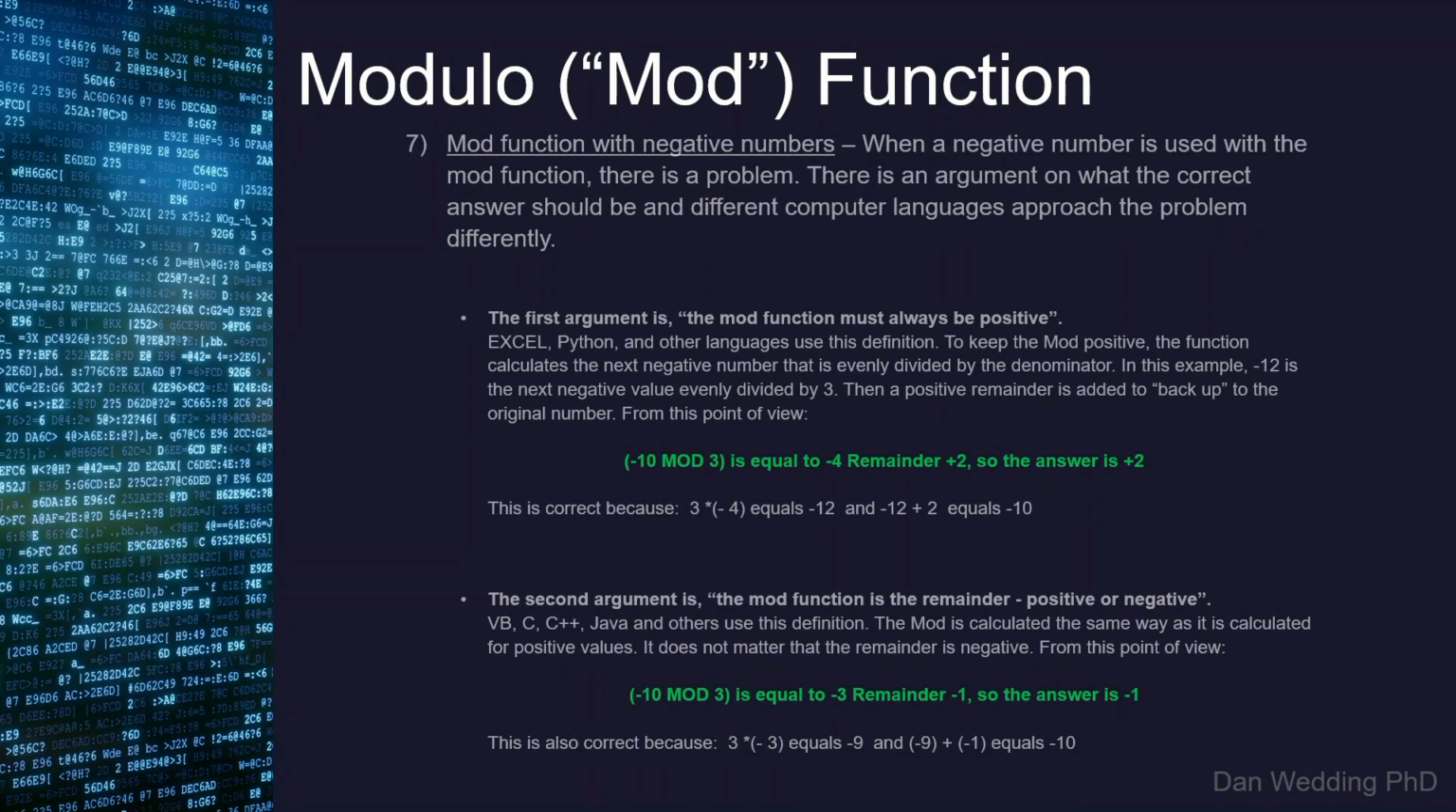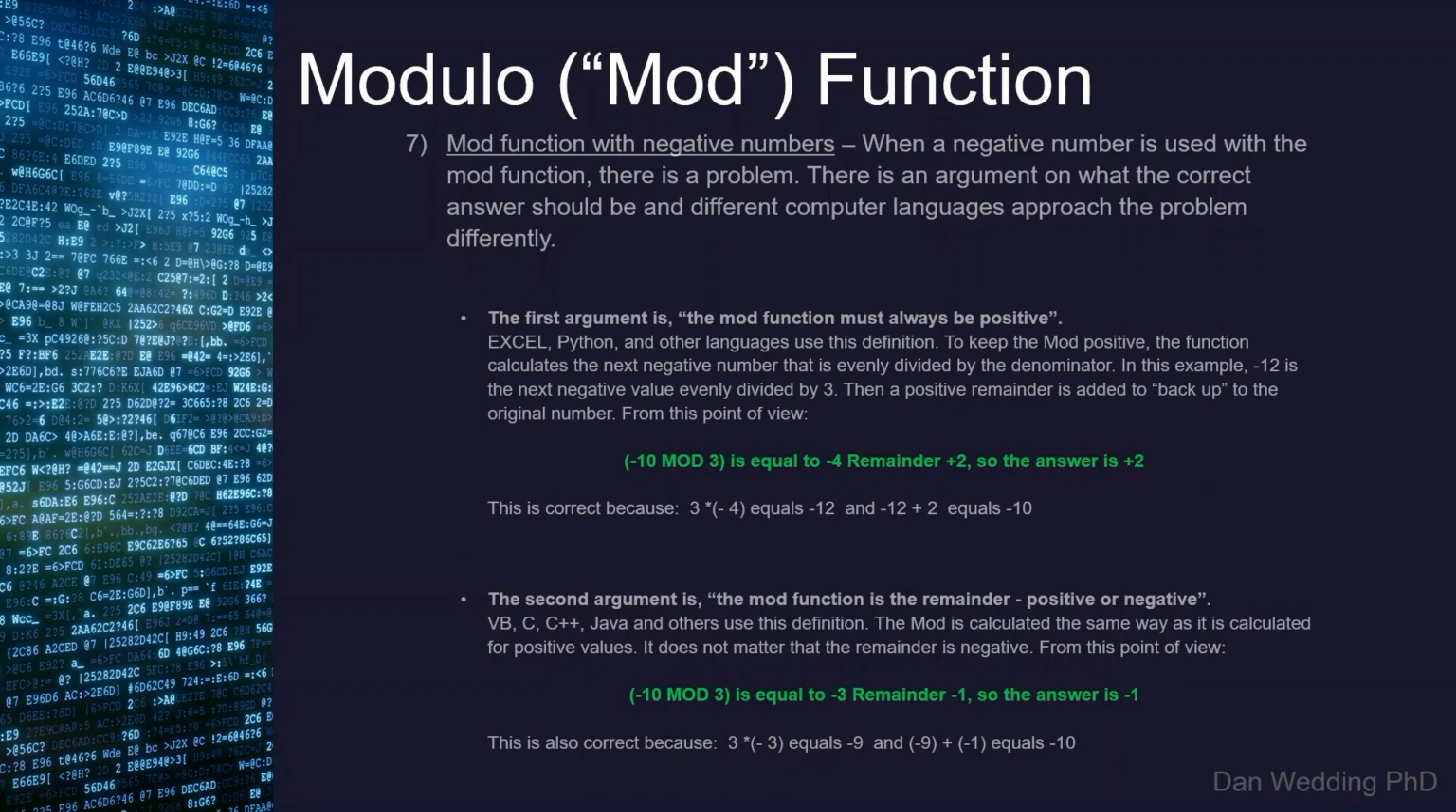The second argument is the mod function is the remainder, positive or negative. Visual Basic, C, C++, Java, and others use this definition. The mod is calculated the same way it is for positive values. It does not matter that the remainder is negative.